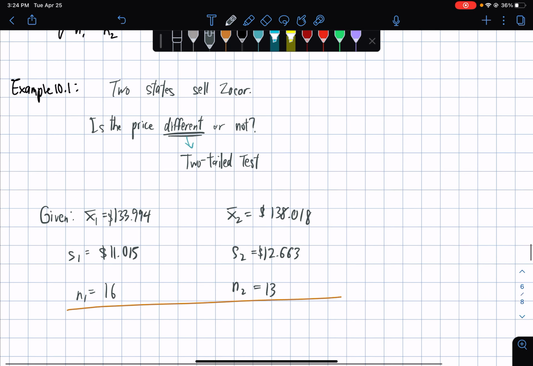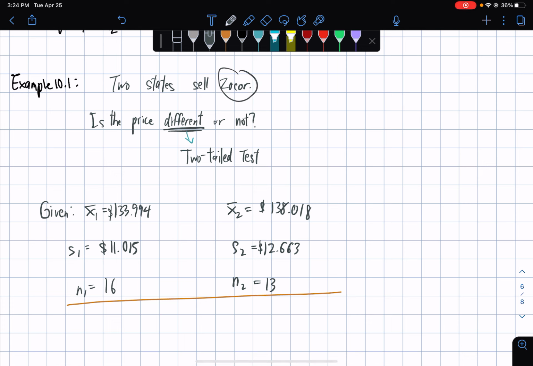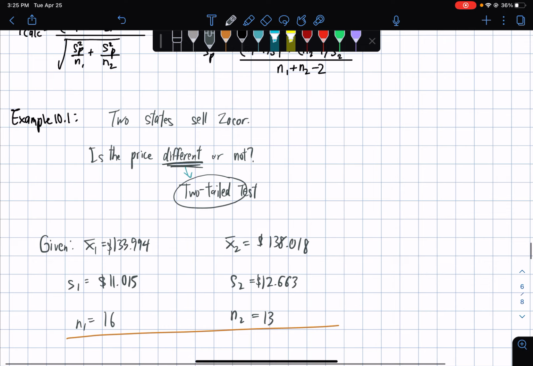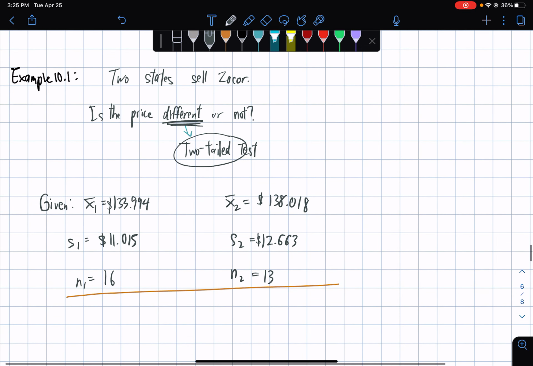Two states' cells occur. This is a drug. Is the price different or not? So this is basically the question: different ba? Ibig sabihin, two-tail test ang gagamitin. Yeah, that's everything you have to know.